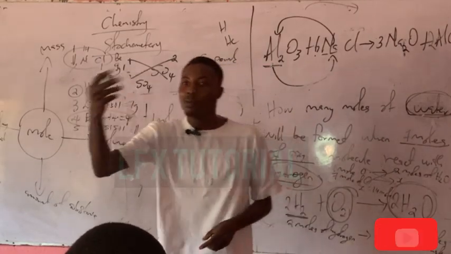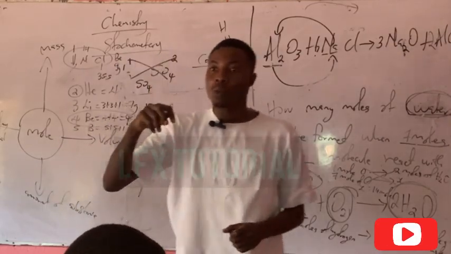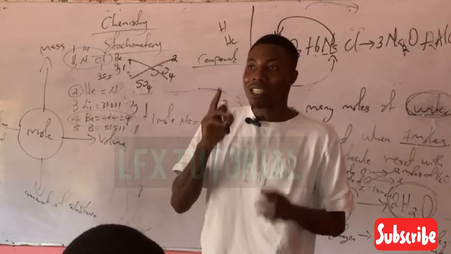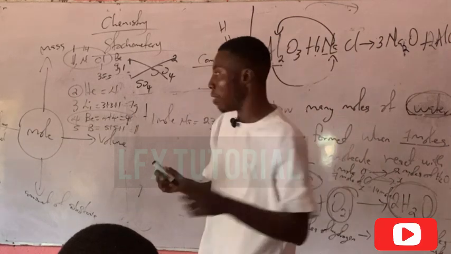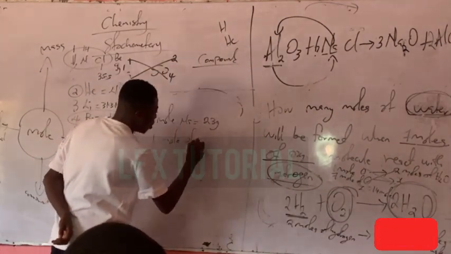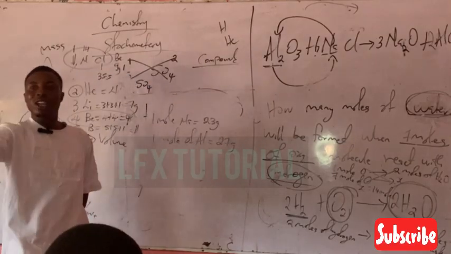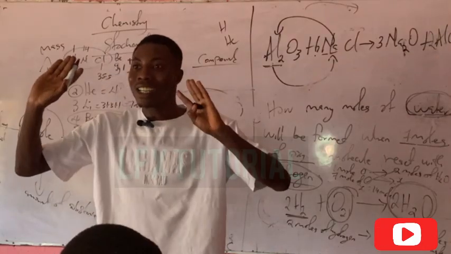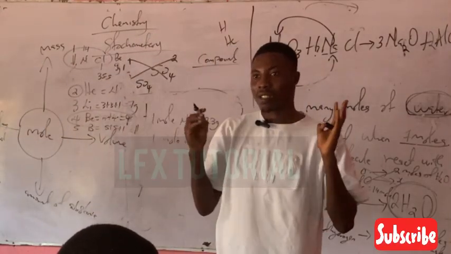So 1 mole of aluminium is equal to what? What's the number of aluminium? 13. 13 plus 13 plus 1 is 27 grams. So 1 mole of aluminium is equal to 27 grams. Now, what of hydrogen? 1 mole of hydrogen is equal to 1 gram. That's it. If you know how to convert all these things, you should know.